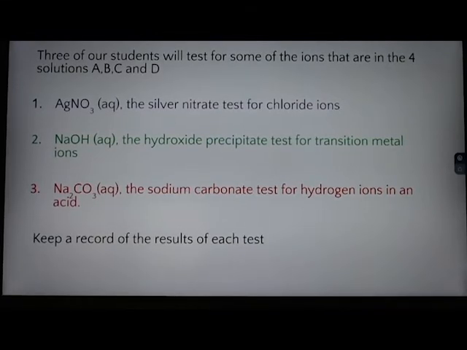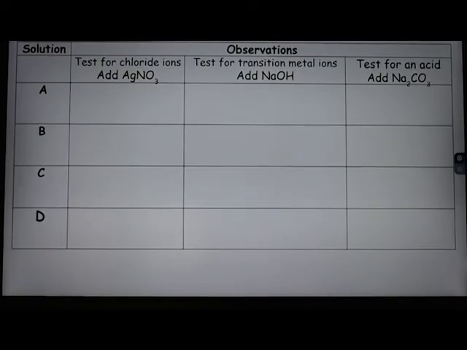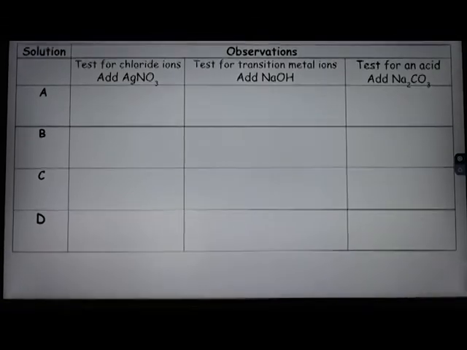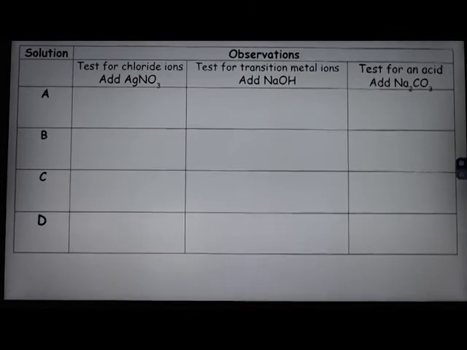Now, in chemistry we like to keep a good accurate record of our results, so we usually do that in the form of a results table. So I would suggest that you pause the video now and make yourself a copy of a results table like this.